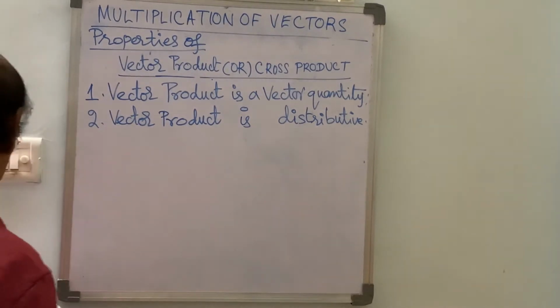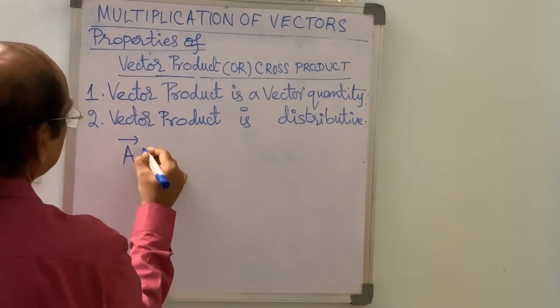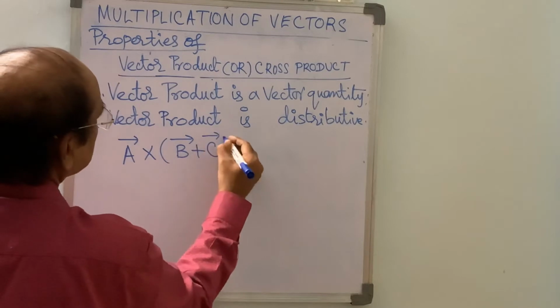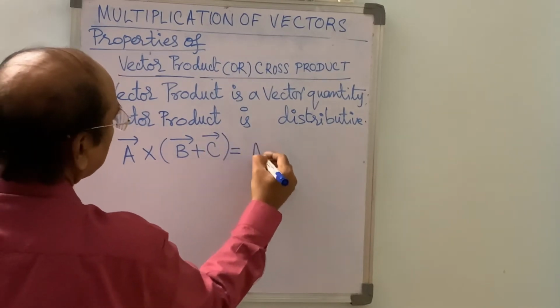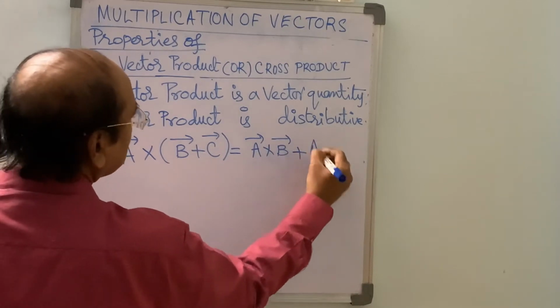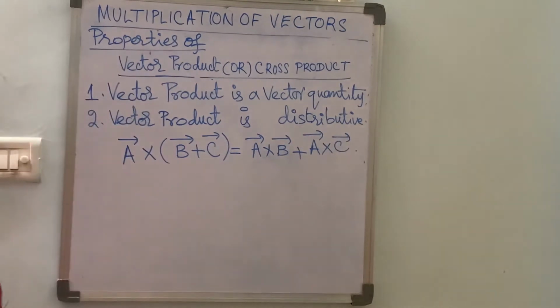If there are three vectors A bar, B bar and C bar, then A bar cross (B bar plus C bar) is equal to A bar cross B bar plus A bar cross C bar. This is simply obeying the algebraic multiplication.